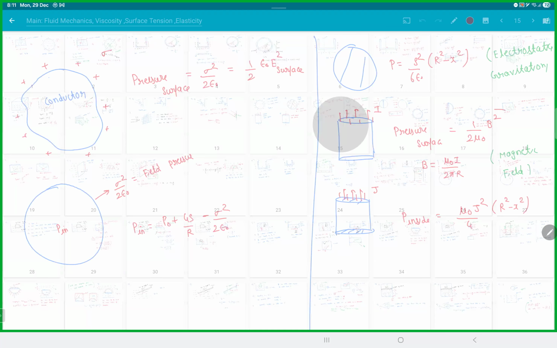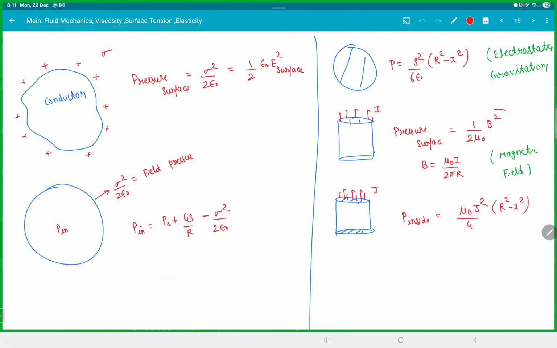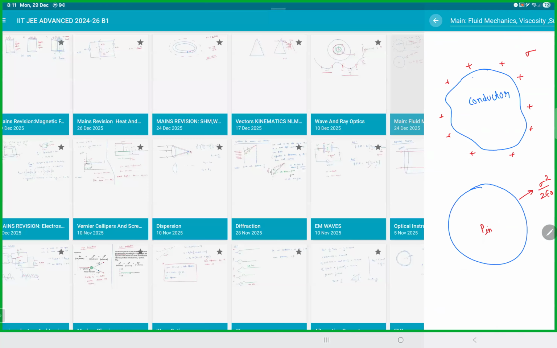We wrote all the pressures at one place. See. The magnetic pressure inside a solid cylinder, magnetic pressure in a hollow cylinder, and so on.